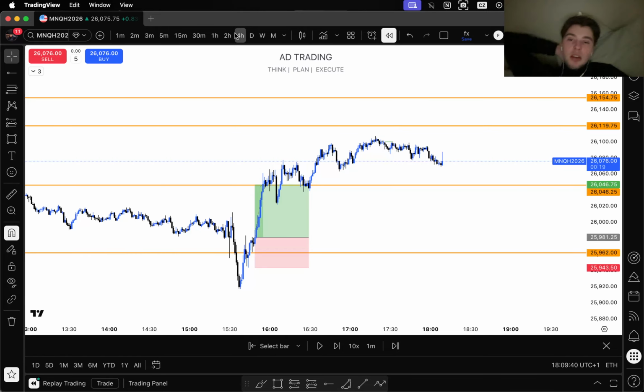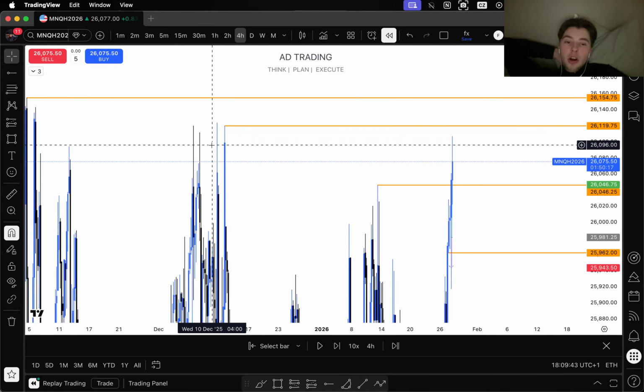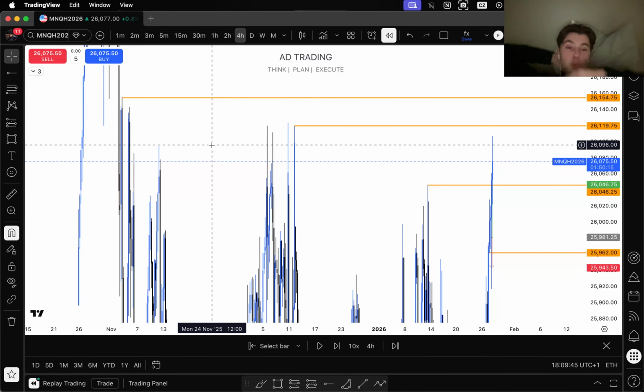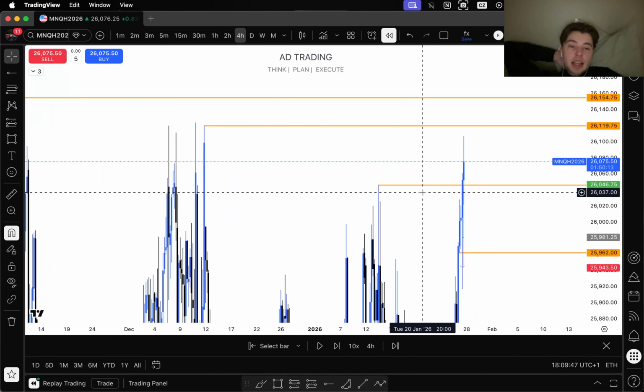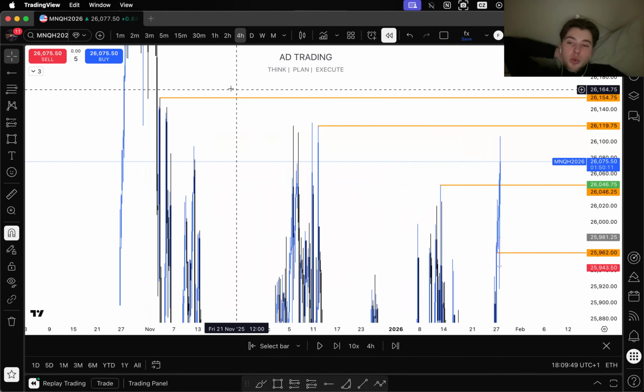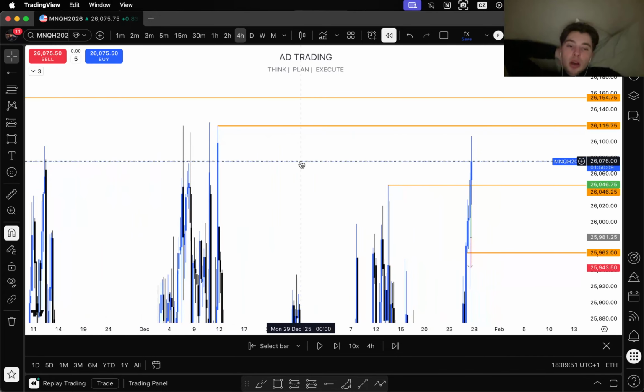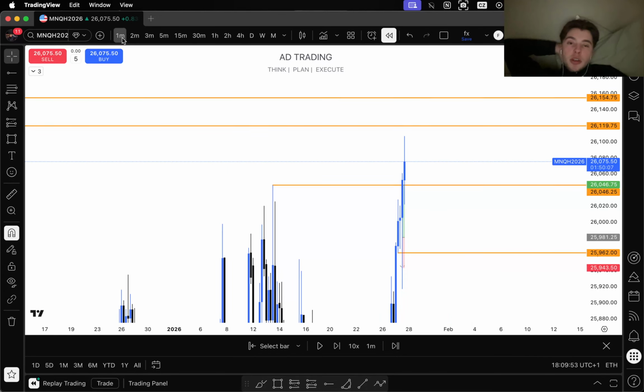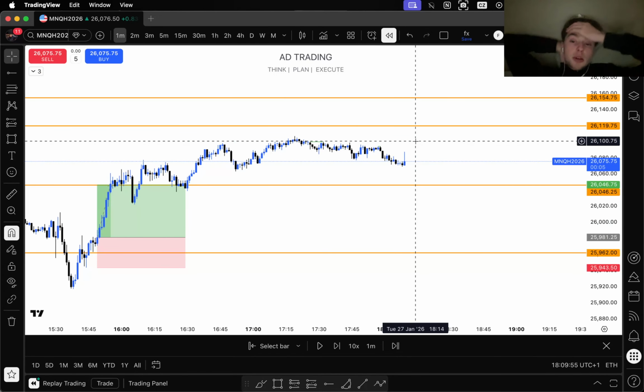We really haven't hit any of these highs, and I'm still worried about these ones. But I think since you already took this one, these ones should get hit as well, but I'm not going to predict anything. I'm just going to react to what the market presents tomorrow.